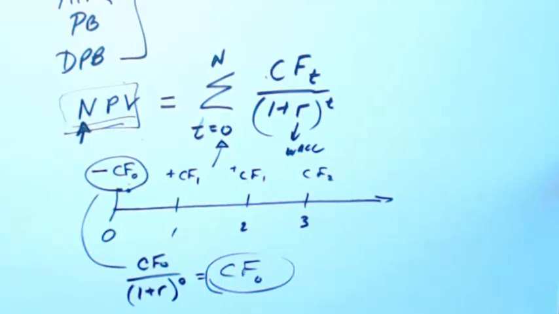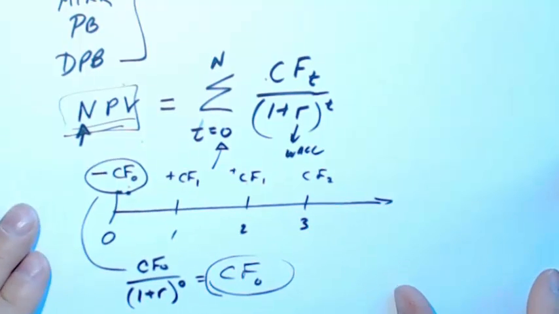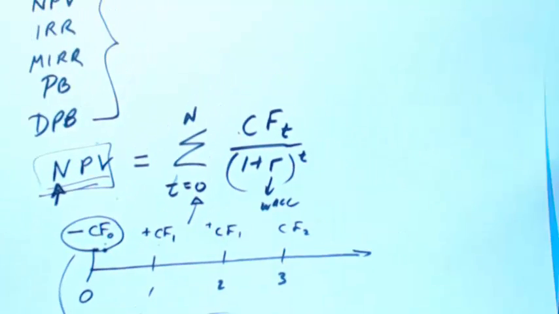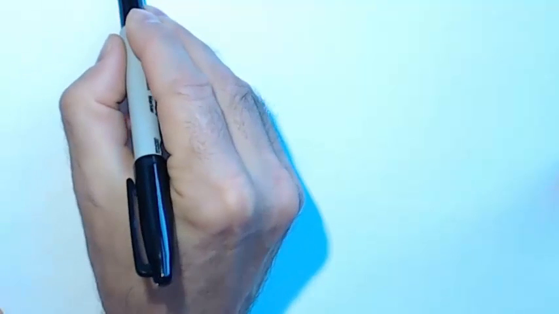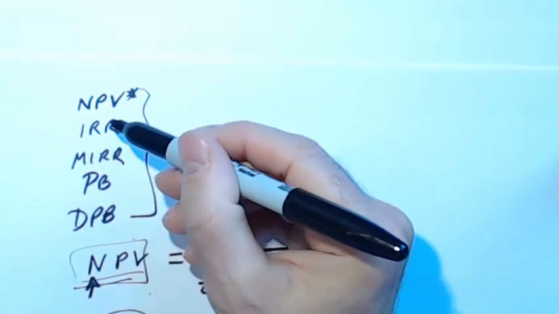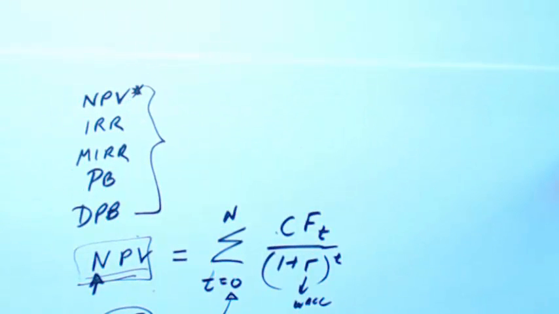Now, let me give you two example projects that I'm going to use throughout this chapter for analysis. I'm going to use these examples with these rules: net present value, internal rate of return, modified internal rate of return, payback, and discounted payback.